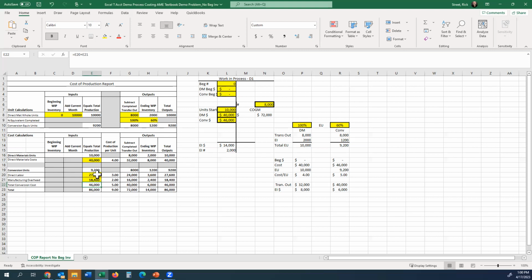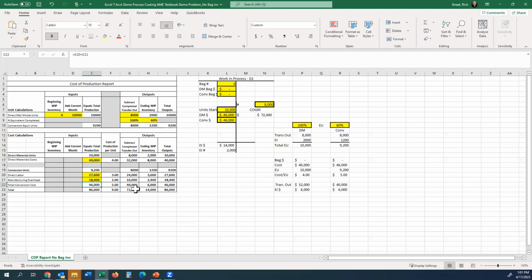For conversion units, we had 9,200, 8,000 and 1,200 respectively. So you can see where the math comes from. 8 times 3, 24, 12 times 3 is 36. Carry the numbers over. 8,000 times 2 is 16. 1,200 times 2 is 24. And on we go. And again, the real key here is total outputs equal the total inputs.